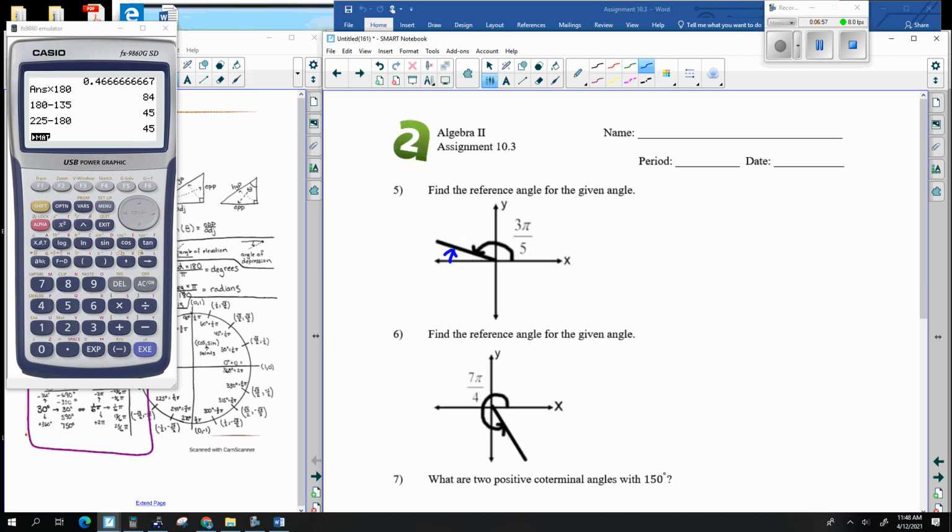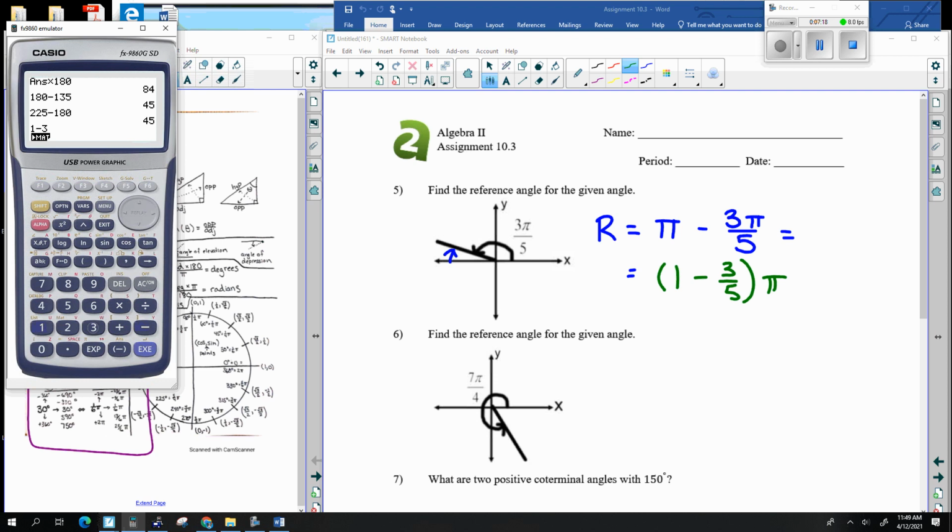All right, here is the reference angle. So the reference angle is 180 minus that, or AKA 1 pi minus 3 pi over 5. So what I'm doing is, in essence, I'm taking 1 minus 3/5, and then I'm just having a pi on whatever that answer is. So 1 minus 3/5 is 2/5. So this is AKA 2/5 pi.